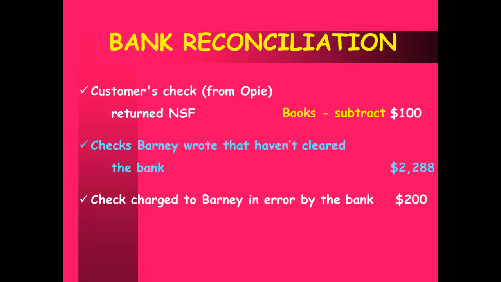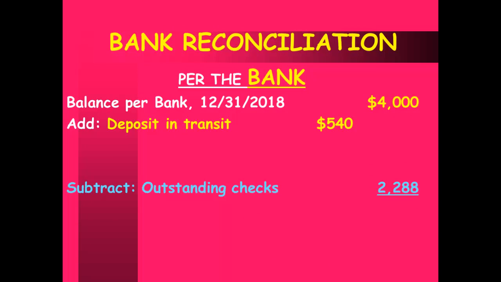The bank. Barney knows about them, but the bank doesn't know about them. Should we add or subtract them to the bank balance? We're going to subtract them, because when they show up next month, they're going to do what? Make my bank balance go down. So we're going to show that on the bank side and subtract.